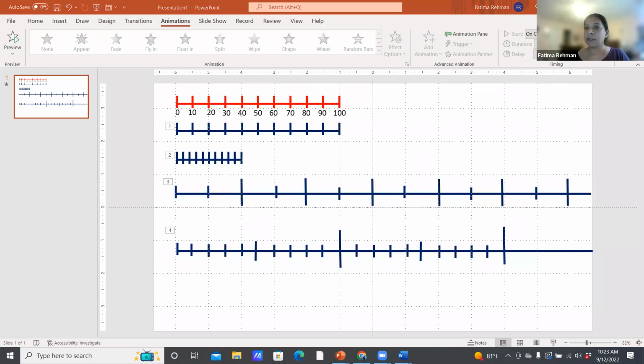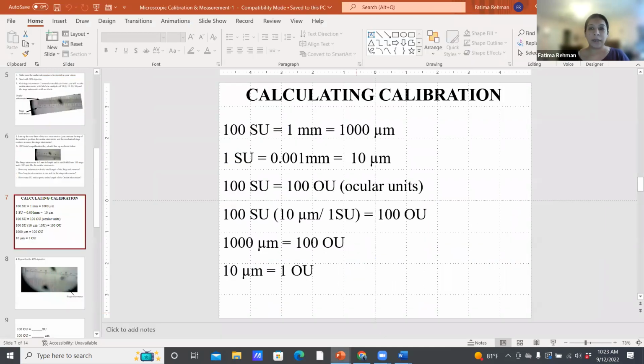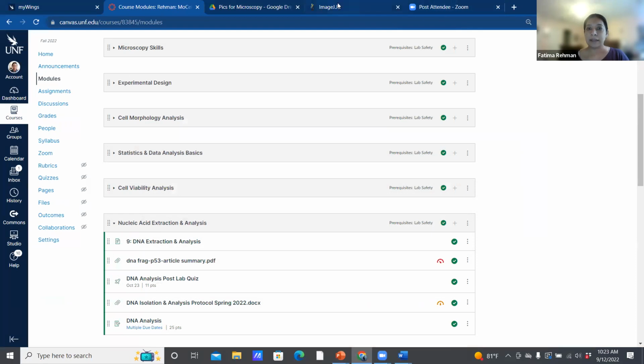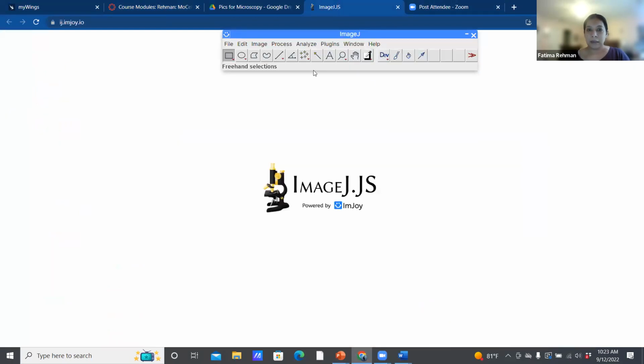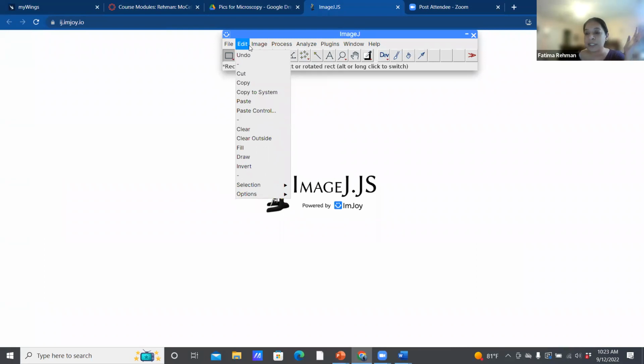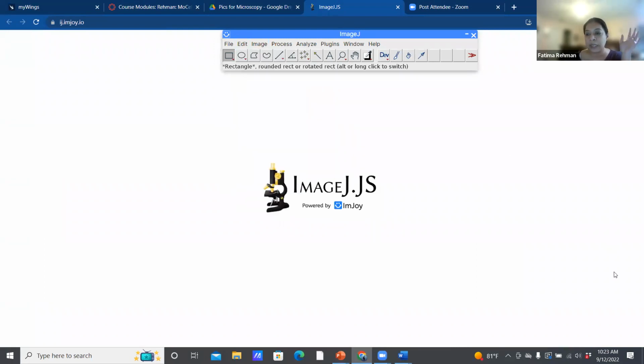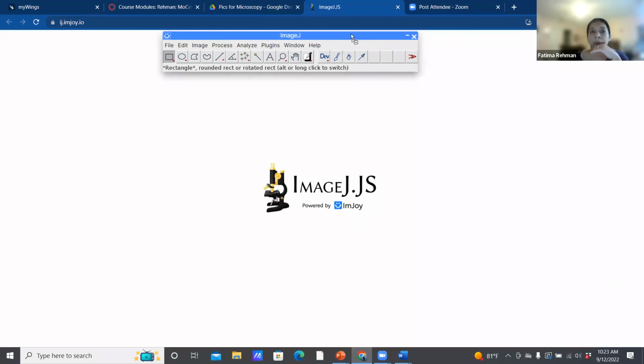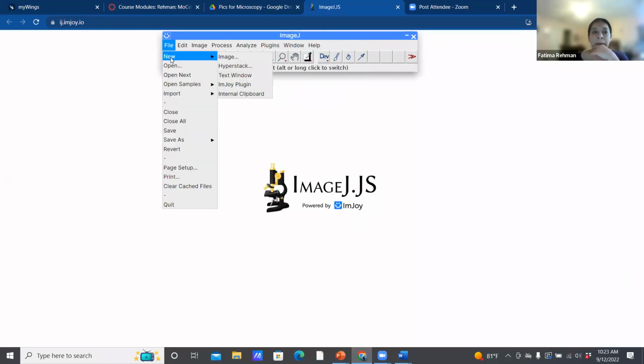Okay, so we are now going to go into our image A and we are going to be talking about that. To be able to use image A, if you're just counting cells, you don't need calibration. You can just count. I'm going to show you how you open things.